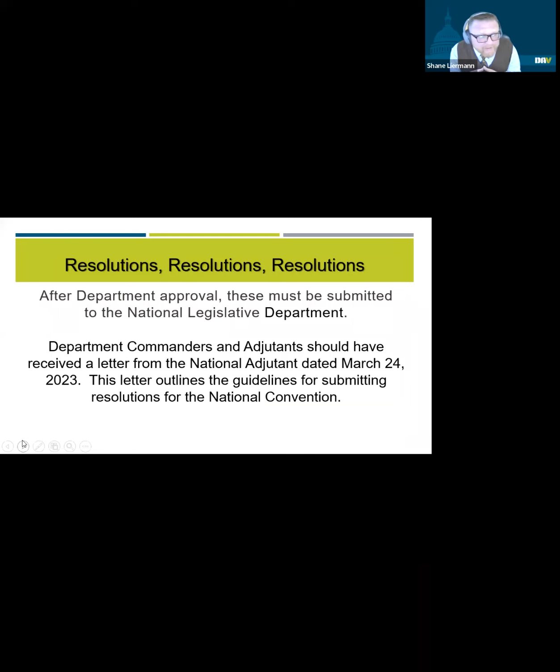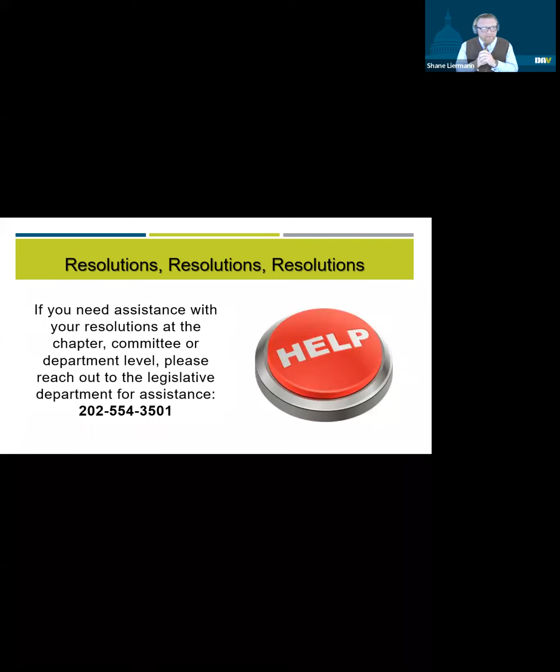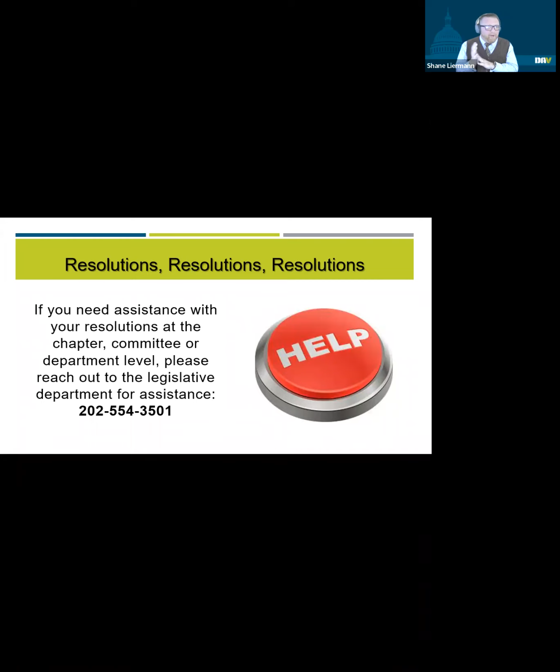After your department approves, then these must be submitted to the National Legislative Director. And I believe just last week on March 24th, a letter was sent out to all department commanders and adjutants from National Adjutant Mark Burgess. This letter outlines the guidelines for submitting your resolutions for the National Convention. And if you need assistance with resolutions at the chapter, committee, or department level, please just reach out to the legislative department for assistance. You can reach us at 202-554-3501.